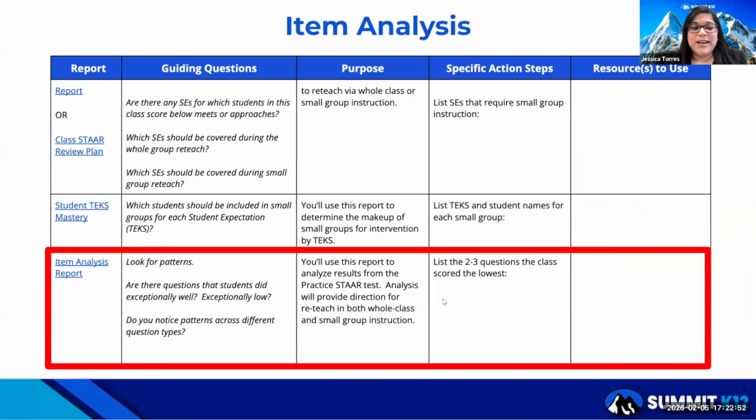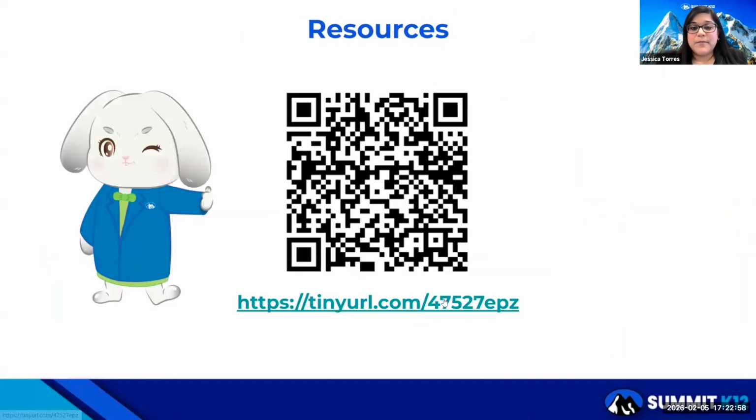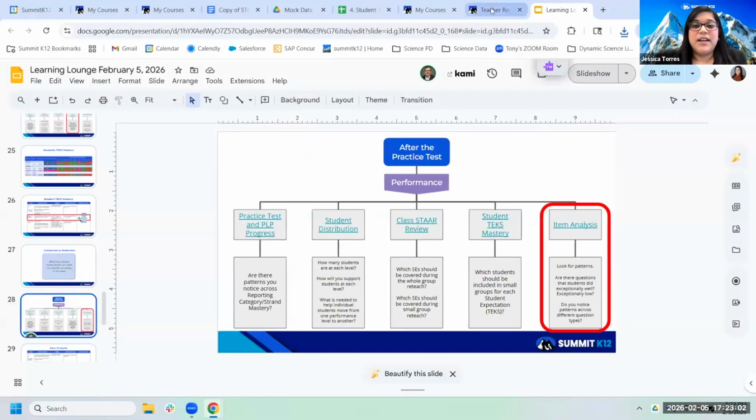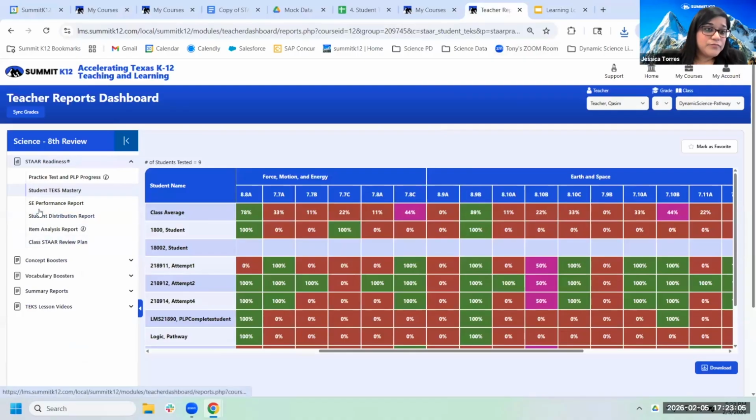But in the meantime, this report is meant for you to look for patterns. How did students do specifically on that question? This is going to be by question, by item. This is number 1, 2, 3, 4, 5.